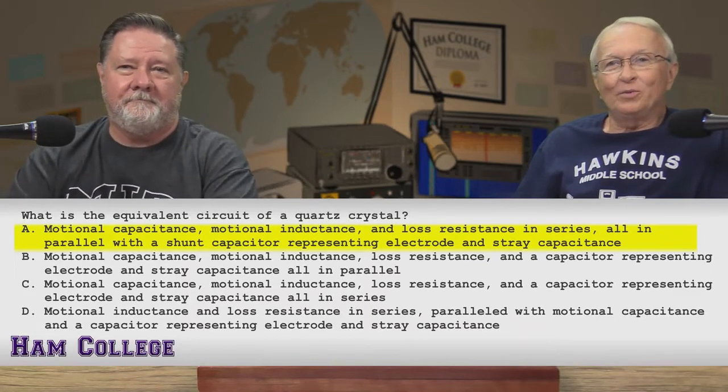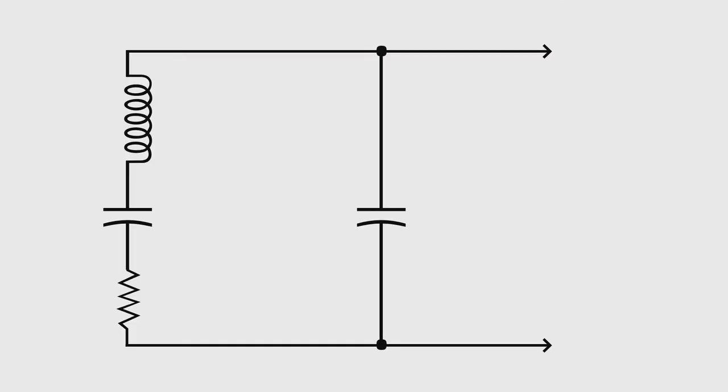Okay, well, you want me to do some explaining? Yeah, please. Here's our answer right here. It's motional capacitance, motional inductance, and loss resistance in series, all in parallel with a shunt capacitor representing electrode and stray capacitances. Motional means like variable. To have a resonant circuit, typically we've got an inductor and a capacitor, because one's swinging positive and the other's swinging negative with reactance. When you put them together, it's resonant at a particular frequency. And the resistance that's in series with those two is very low.